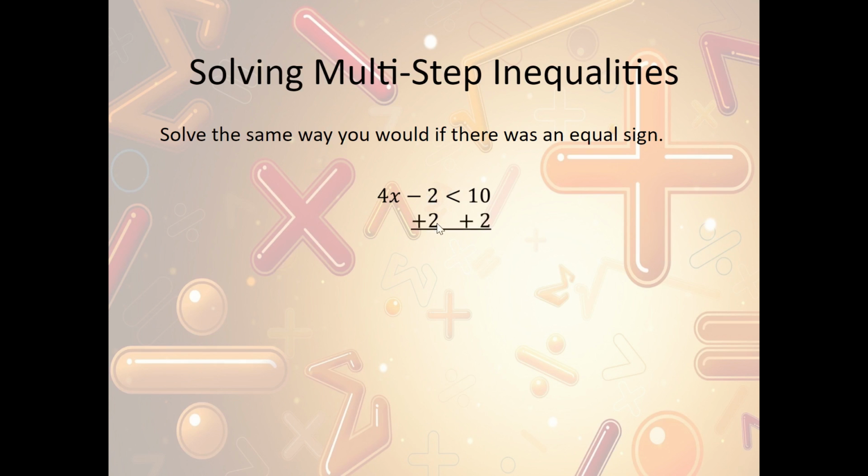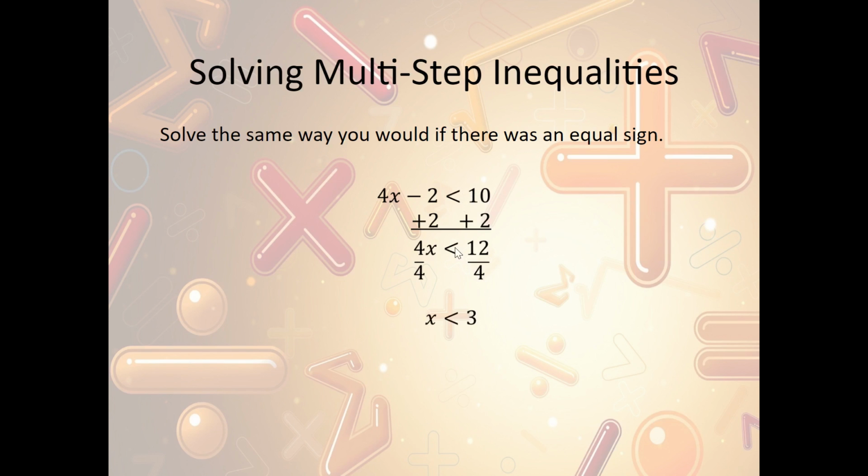So we'll start by adding 2 to both sides, and we get 4x is less than 10 plus 2, which is 12. Then we get rid of this 4. The 4 is multiplying by x, so we're going to undo that by dividing. So 4 divided by 4 is 1, which is just 1x, which is what we want, so just x. And 12 divided by 4 is 3, so we get x is less than 3.